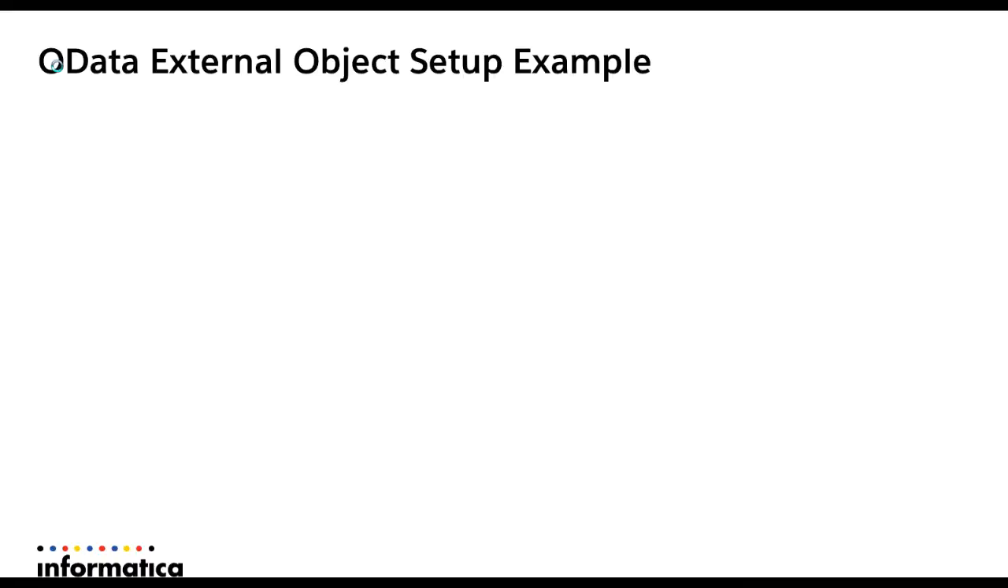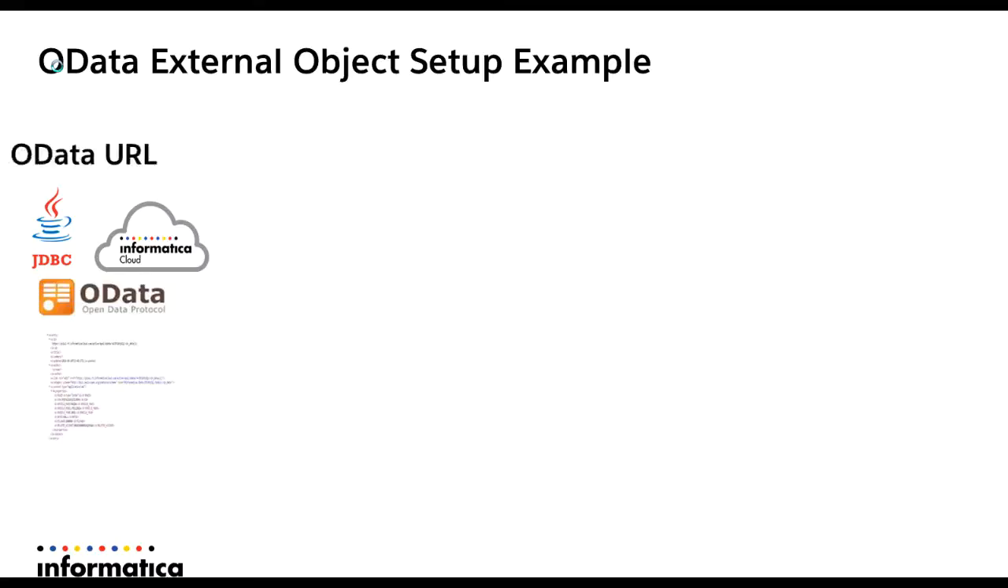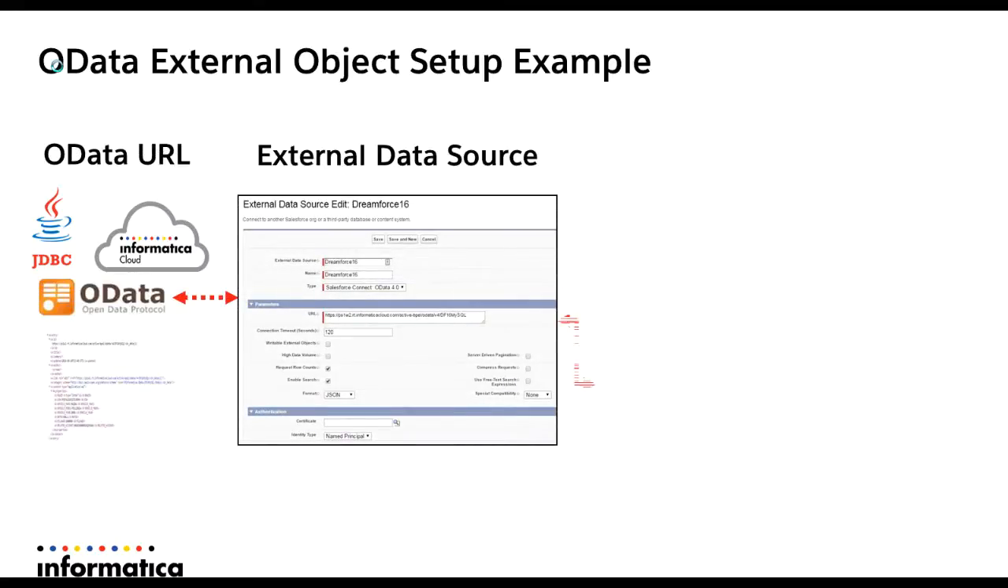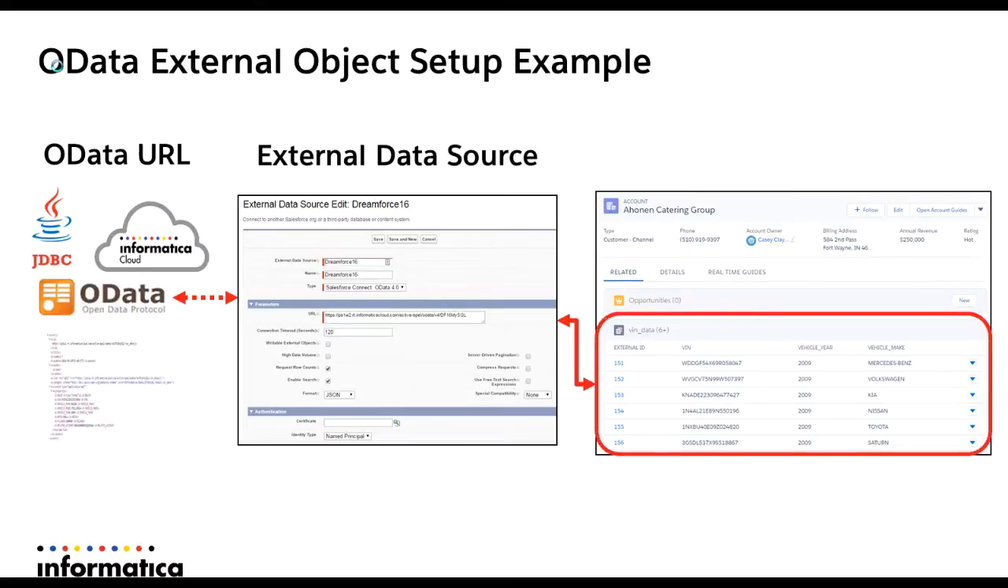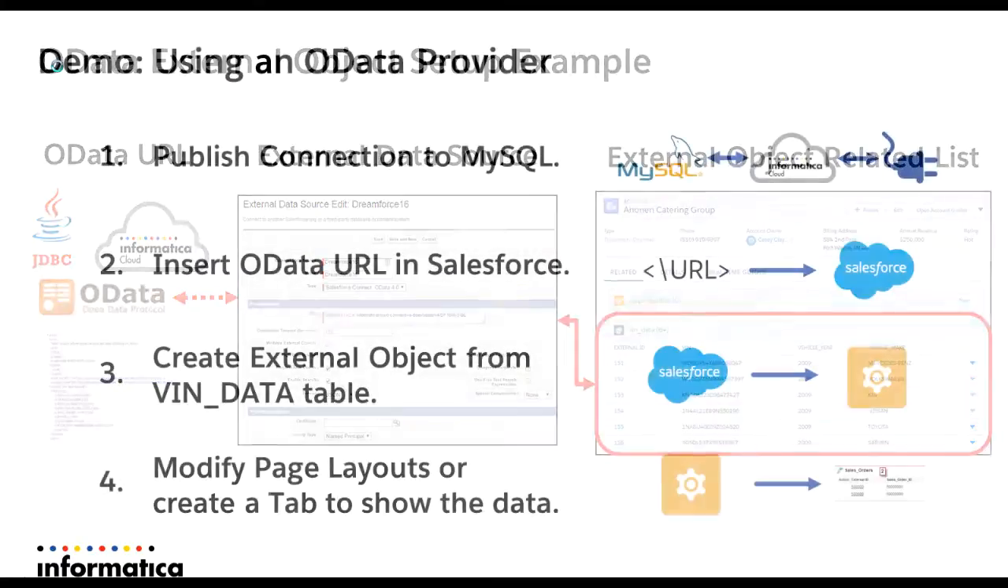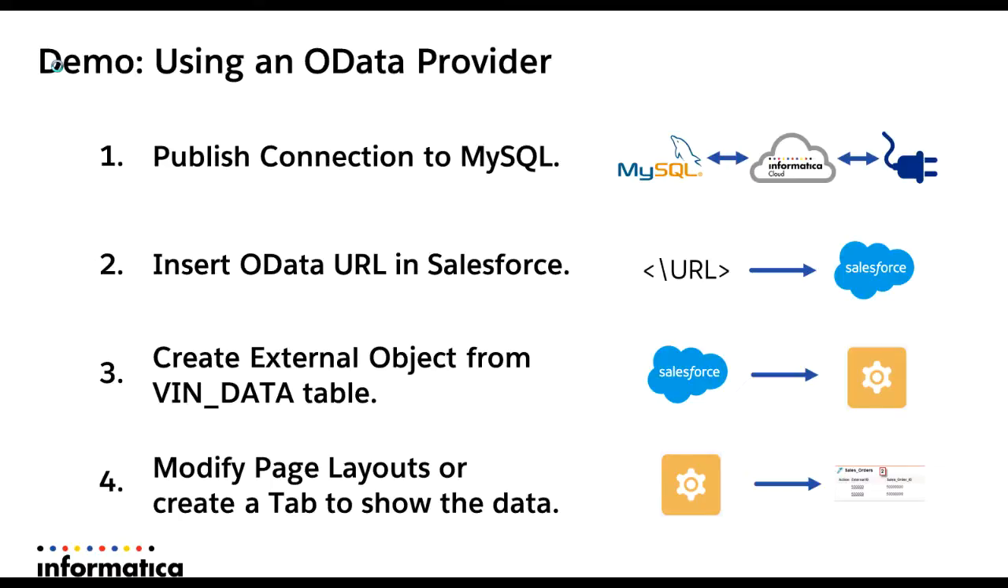All right, so the first demo we're going to show today is going to be an OData external object setup example. We're going to take a database table that exists on a server that would be behind a firewall. We're going to generate an OData URL endpoint from this particular database that can exist in the cloud. We won't have to open up any holes in the firewall. Then we're going to use that URL to create an external data source within Salesforce, and then finally take a certain table from that data source and expose it as an external object that will be related to the account. And we'll walk through how to do all the setup so you'll be able to see this thing end to end. So let's go ahead and hop into Salesforce.